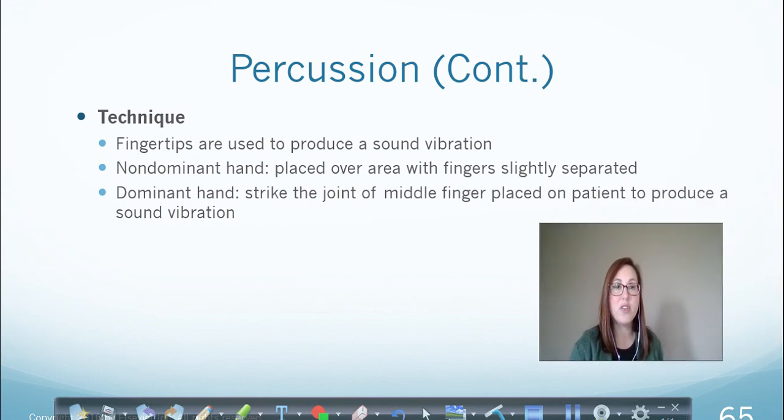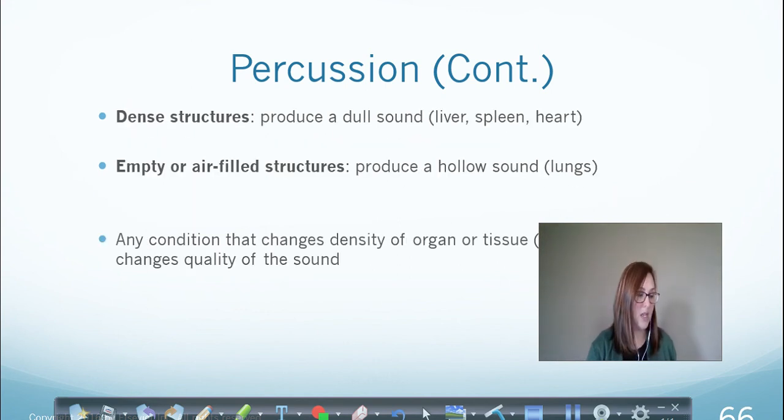Technique: this is where the fingertips are used to produce a sound vibration. The non-dominant hand, so for me it would be my left hand, is placed over an area with fingers slightly separated, and then you strike the joint of your middle finger. You can see where I'm tapping, and it produces a sound vibration. Again, helping determine fluid is what I commonly see, or the location of an organ.